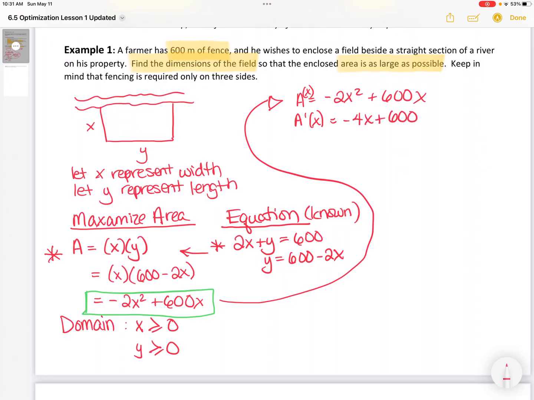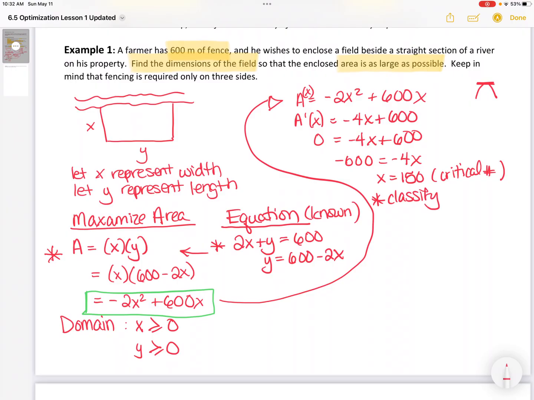So for my area function, I want to know where that maximum is happening. So I'm going to go ahead and set this equal to 0. So I get negative 600 is equal to negative 4x. So x is equal to 150. So this is my critical number. And so, this is step 1, I now need to classify it and basically show that it's a maximum.